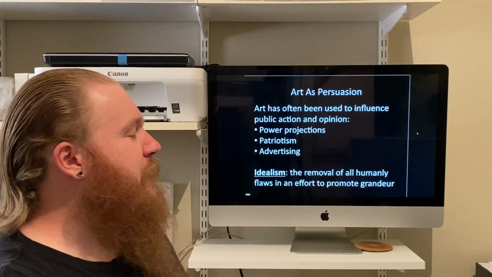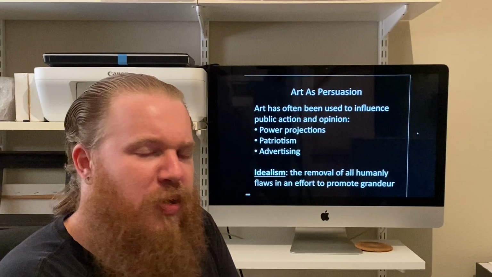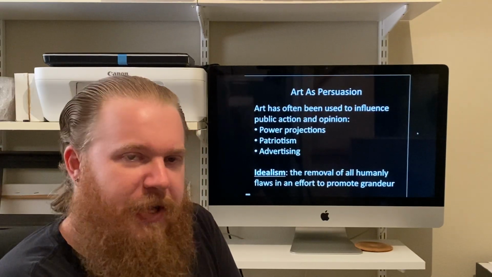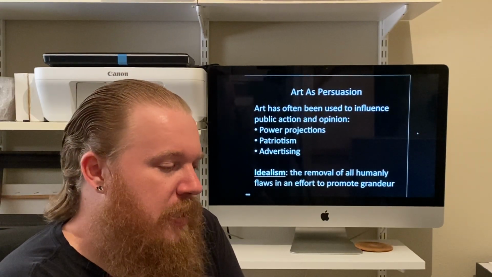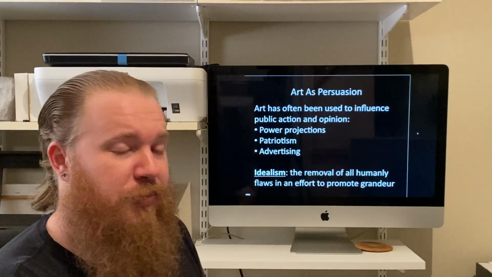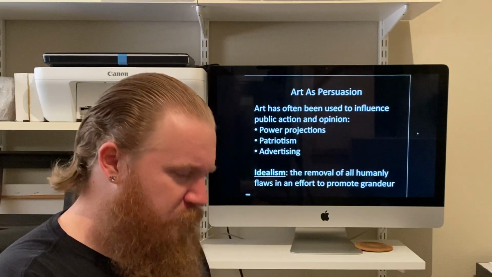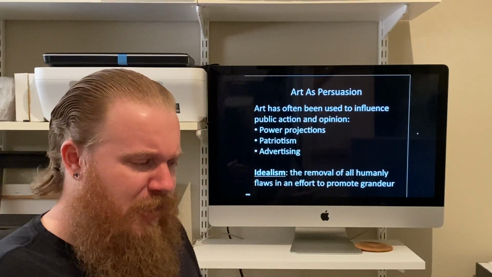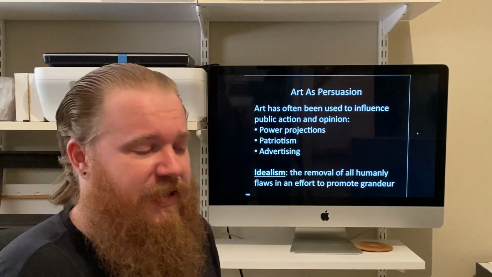Now, aside from that, we can also use art as a form of persuasion. And so this really gets into the realm of propaganda. And so art has often been used to influence public action and opinion through things like power projections, patriotism, and advertising.